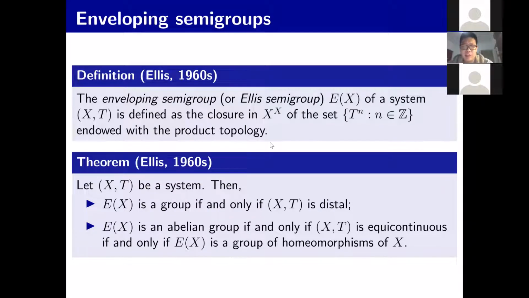Actually, the enveloping semigroup of a system is metrizable if and only if the system is equicontinuous. Ellis proved the following beautiful theorem: a system is distal if and only if the enveloping semigroup is a group, and a system is equicontinuous if and only if the enveloping semigroup is an abelian group, if and only if the enveloping semigroup is a group of homeomorphisms.